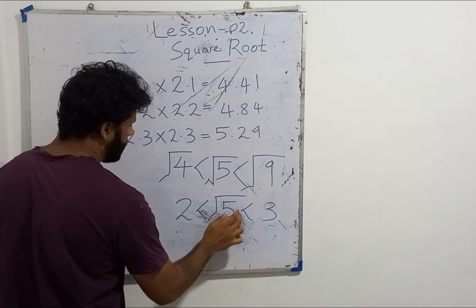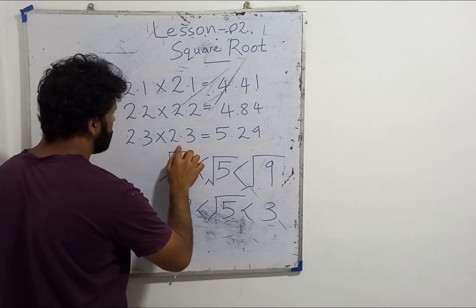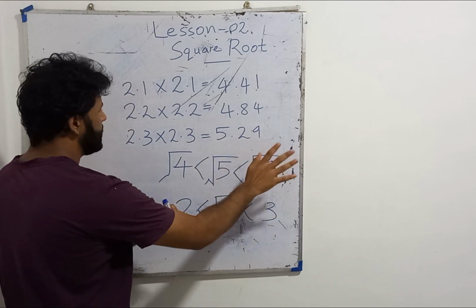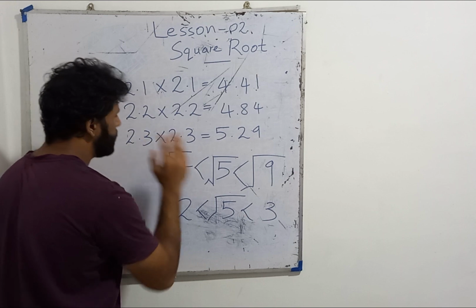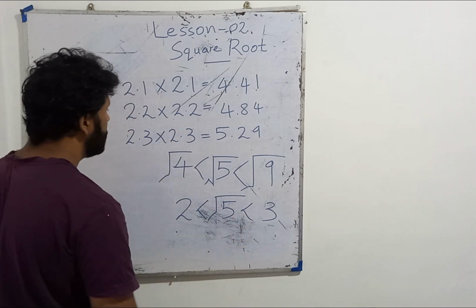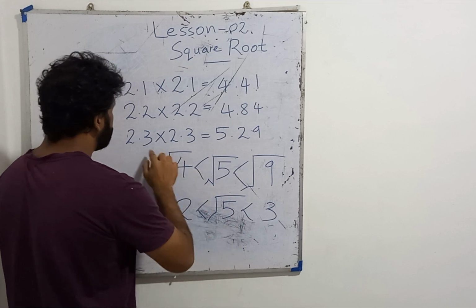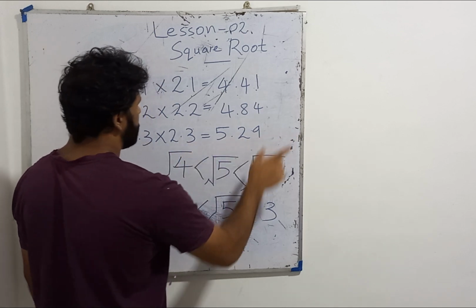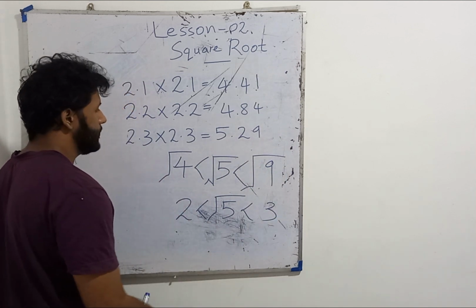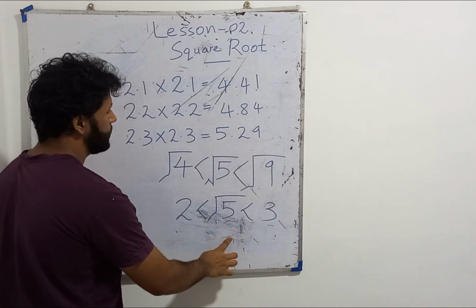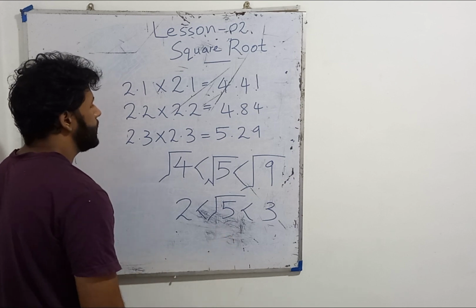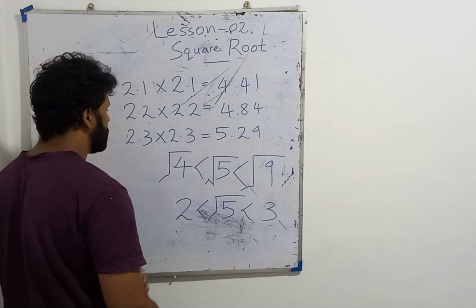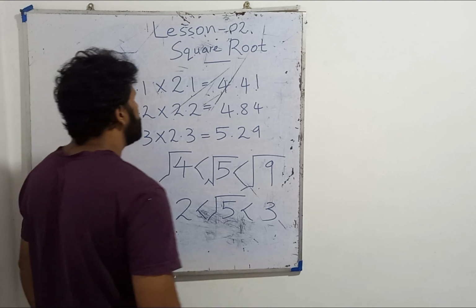Now, 2.3 into 2.3 is 5.29. Now it's already exceeding. We don't have to consider 2.4 because we can see this product has exceeded 5. 5.29 means it already exceeded 5, so we don't have to talk about 2.4.